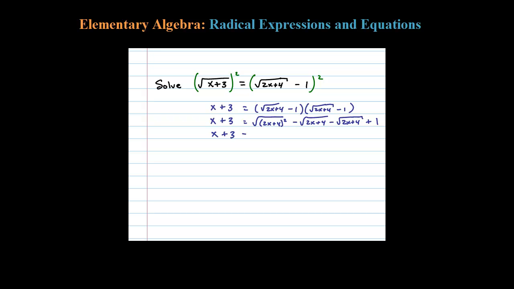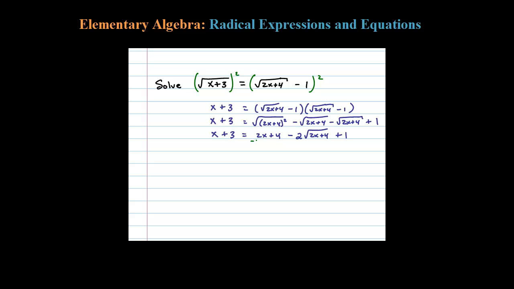Now simplifying the right side, we can see that the square root of this squared, assuming that's positive, is 2x plus 4 minus 2 of these radicals and then plus 1. Okay, we squared both sides and we got rid of one of the radicals. Now we have to get rid of this second radical here. So let's go ahead and try to isolate that.